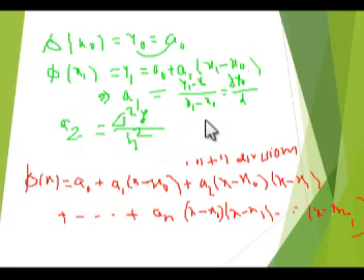So at last, if we calculate an, then an will be obtained as the forward difference operator n times y0 by h to the power n. So in this way these are calculated.